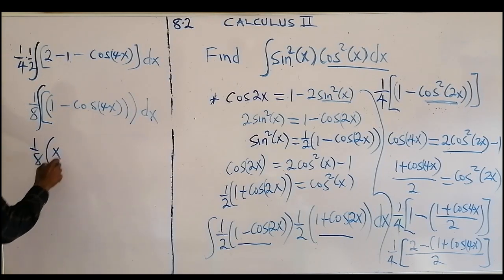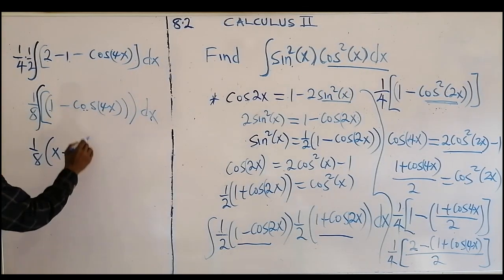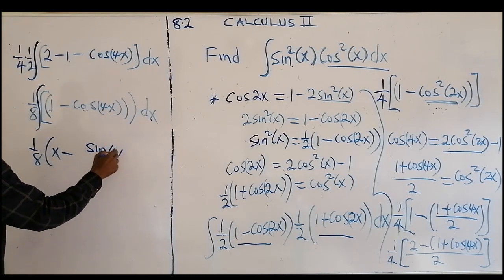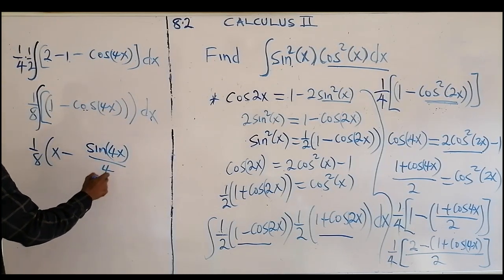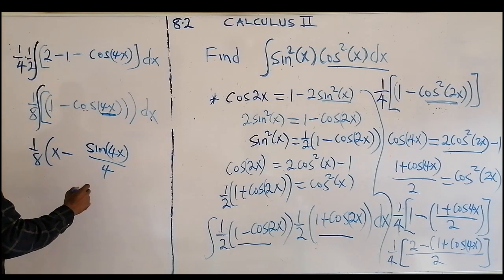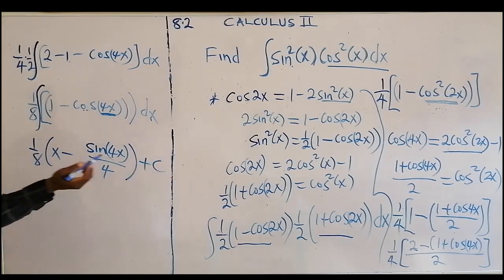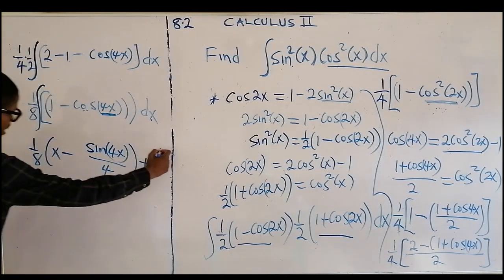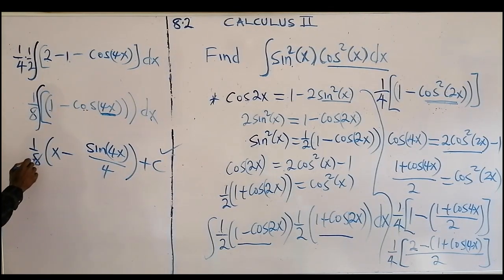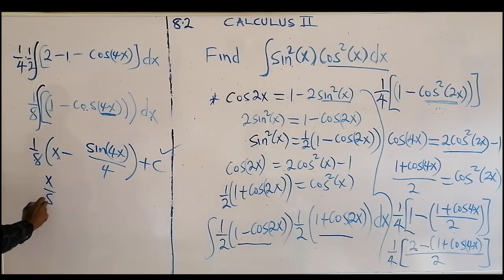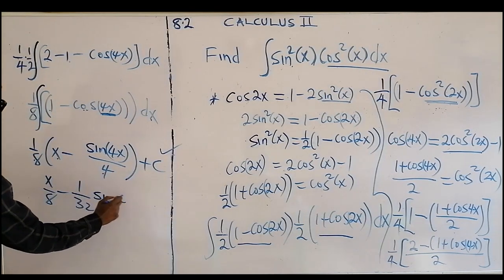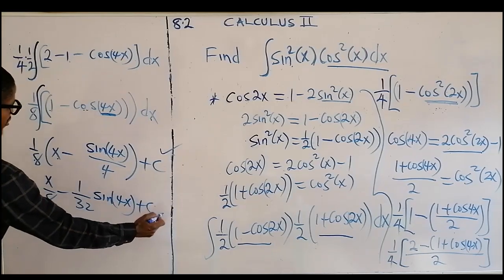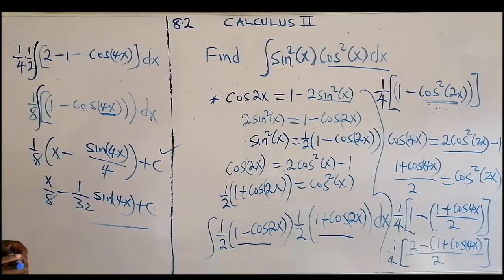So that's x. If you integrate cos, that will give you sine of the function, then over 4, you need the derivative of this inner function, plus c. Can you open the brackets now if you want to? You can stop here, okay? Or you go further: this one times this one, that's x over 8, then minus 1 over 32, that's 32, sin 4x plus c. So that's that on this question.